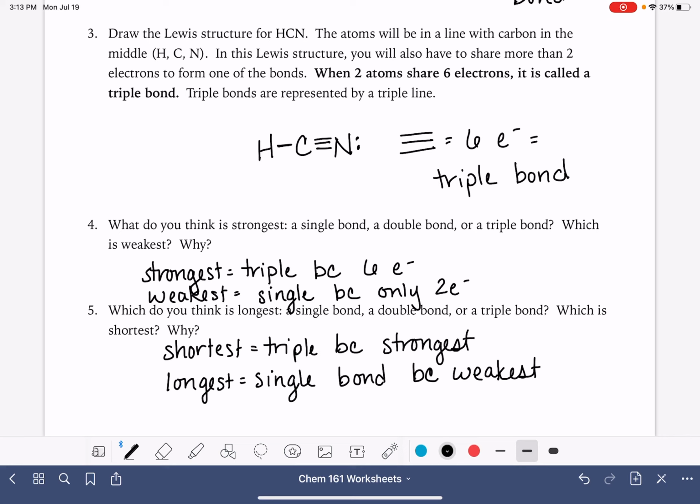The stronger bond, the triple bond, because it's got 6 electrons holding it together, these atoms are held together very tightly, and they're also held together very closely. The strength of that bond helps to pull those atoms together.